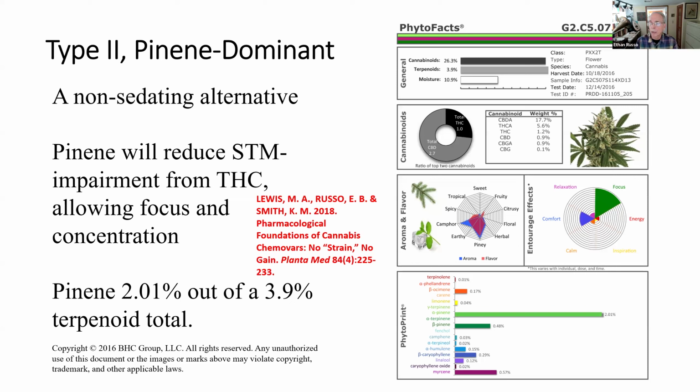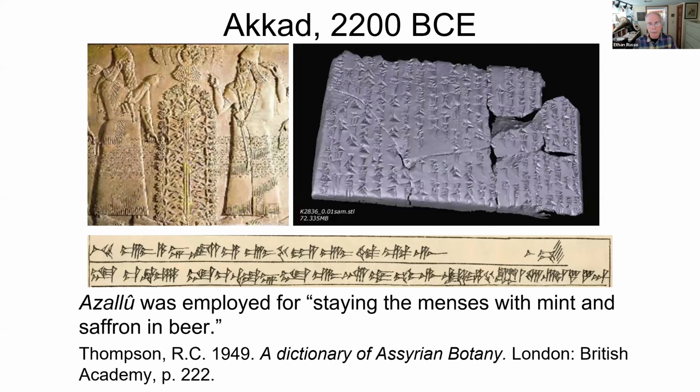And this one has a strong component of focus. So basically, this is a type 2 agent. It is a combination of a lower amount of THC as compared to a higher amount of CBD. And so this would be a very good prospective chemovar to employ in this situation.